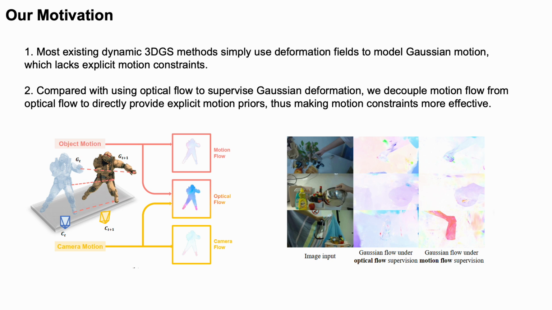Motivated by these works, we find two key points in current dynamic 3D Gaussian methods. First, most existing dynamic 3D Gaussian methods simply use a deformation field to model Gaussian motion, which lacks explicit motion constraints. Second, compared with using optical flow to supervise Gaussian deformation, we decouple motion flow from optical flow to directly provide explicit motion priors, thus making motion constraints more effective.